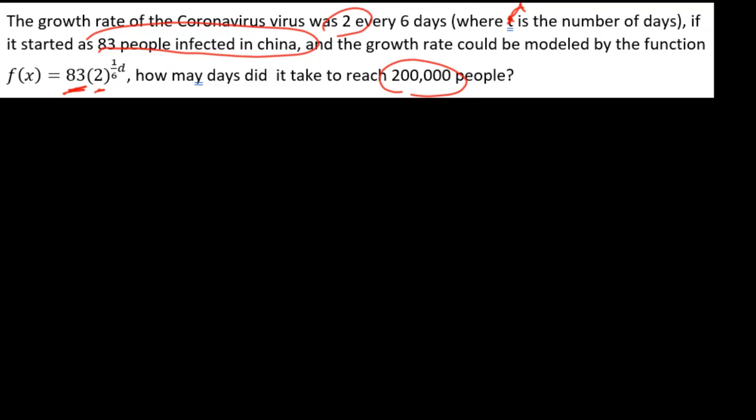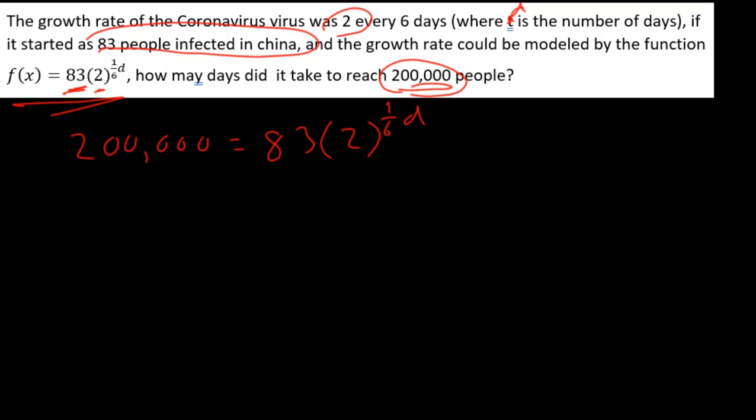So in a word problem like this, where they give you this number and they give you this function, they're essentially asking you to determine, is 200,000 the input, or is it in fact the output? Now in this case, it is going to be our output. So we can write 200,000 is equal to 83 times 2 to the power of 1/6 d.